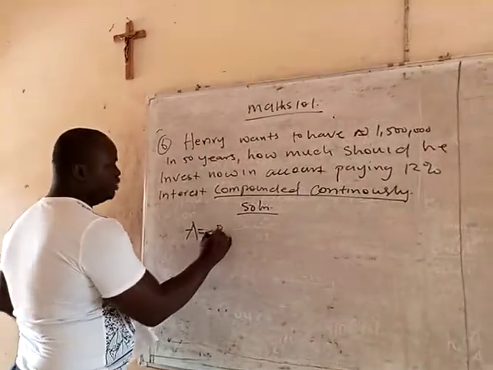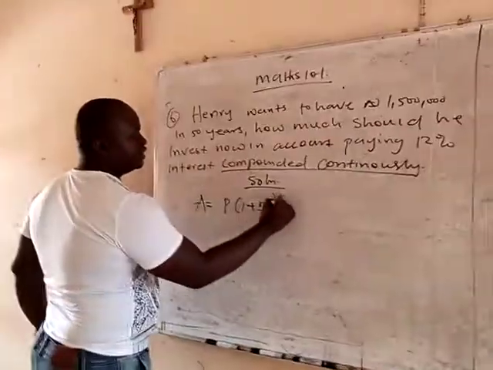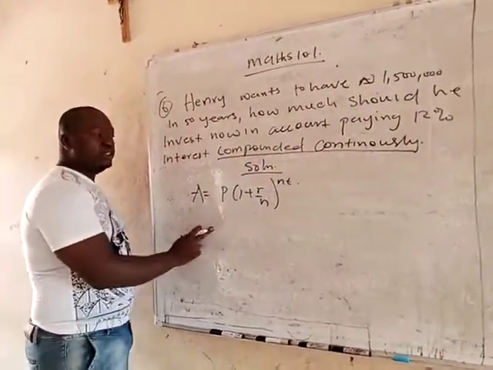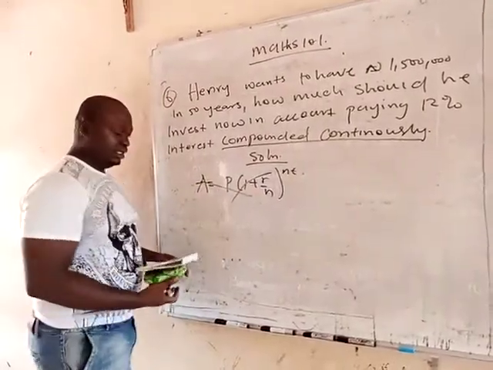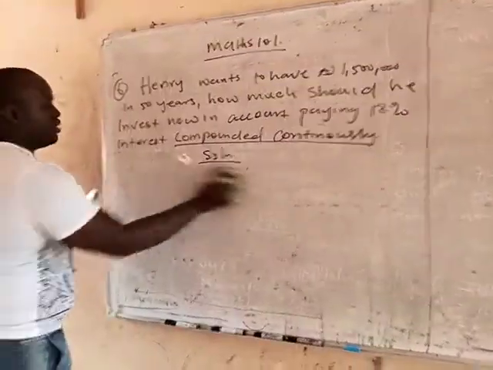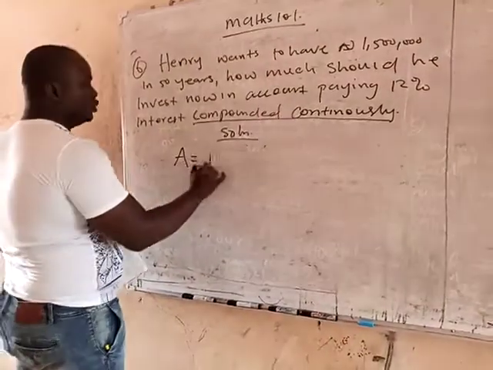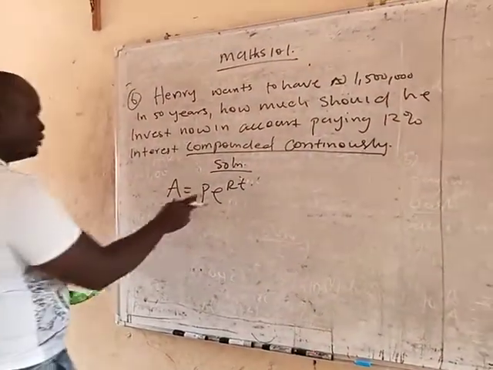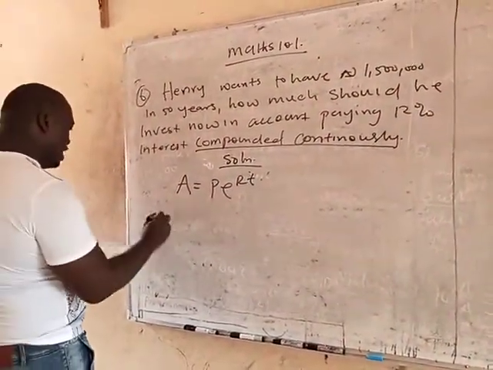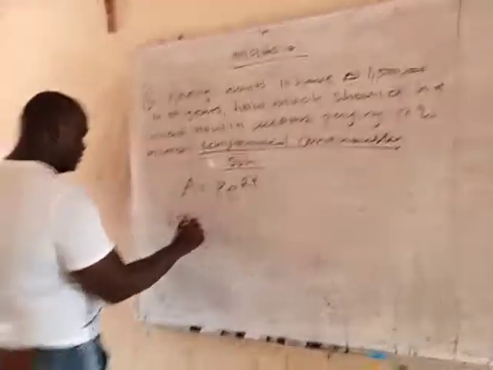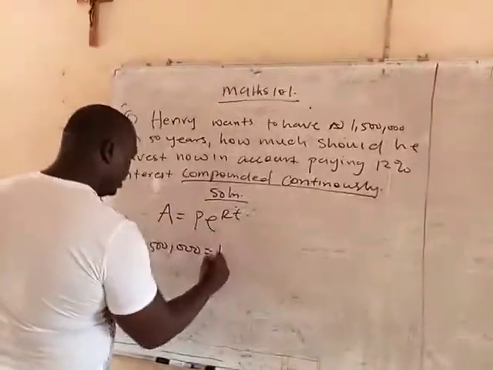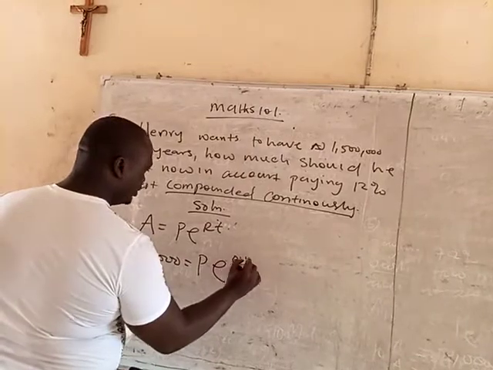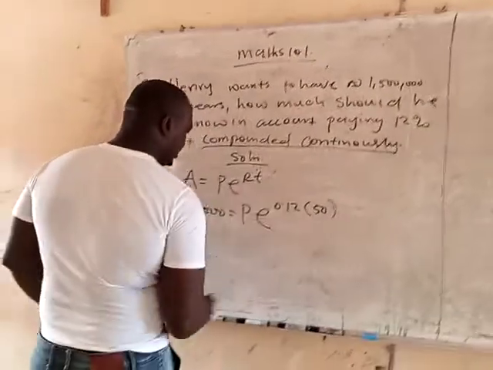A is equals to P into 1 plus R all over N, NT. Is this the formula? Is it what we are going to use? Of course, no. This formula is not going to work because of the key word here. So the formula we are going to use is what? A is equals to P exponential of what? RT. And then what we want to find is what? P. So we already have the future amount, which is what? 1,500,000. And we have our P, which is what they asked us to find. And you have exponential R 0.12 times what? 50.